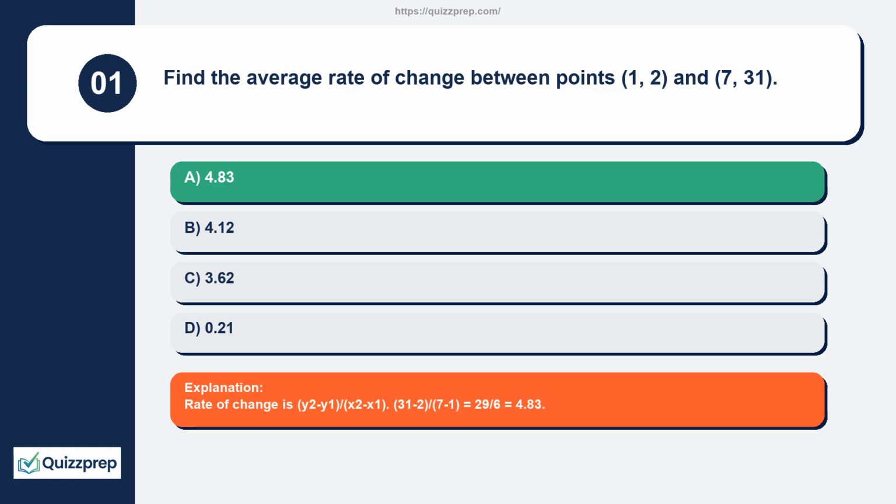Rate of change is (y2 - y1) / (x2 - x1). (31 - 2) / (7 - 1) equals 29 sixths equals 4.83.